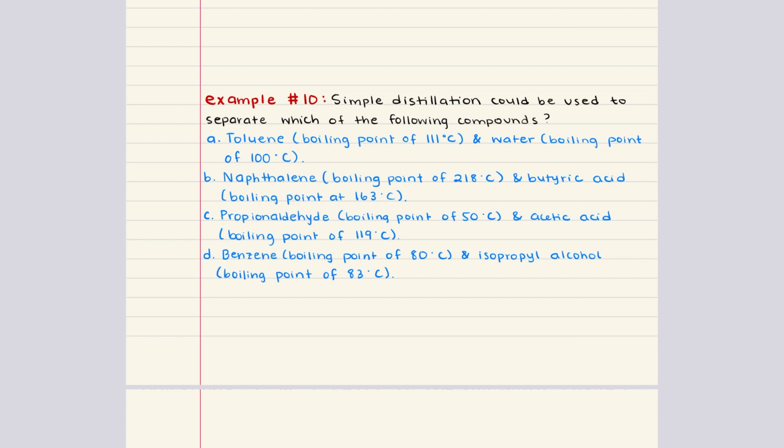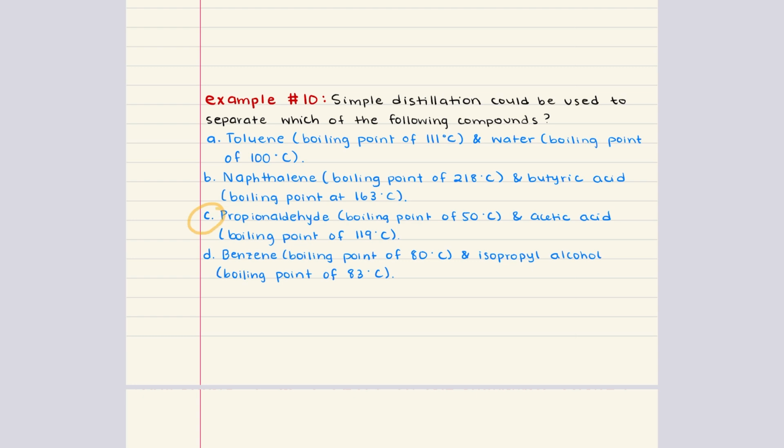Choice C says propionaldehyde with a boiling point of 50 degrees Celsius and acetic acid with a boiling point of 119 degrees Celsius. This looks perfect. The boiling points are well below 150 degrees Celsius, and the difference here is 69 degrees Celsius, which is more than enough to be easily separated by simple distillation. So this is the correct answer, but we're still going to work through D.